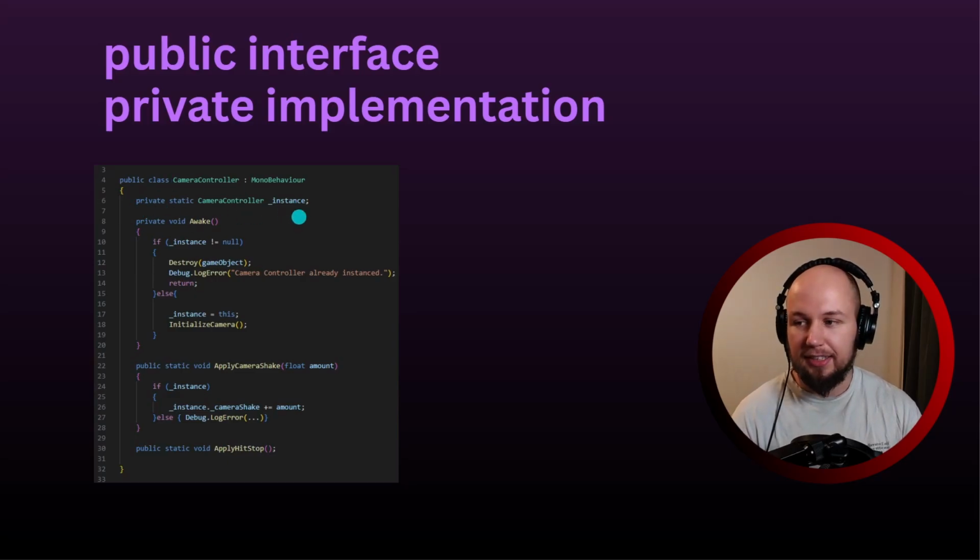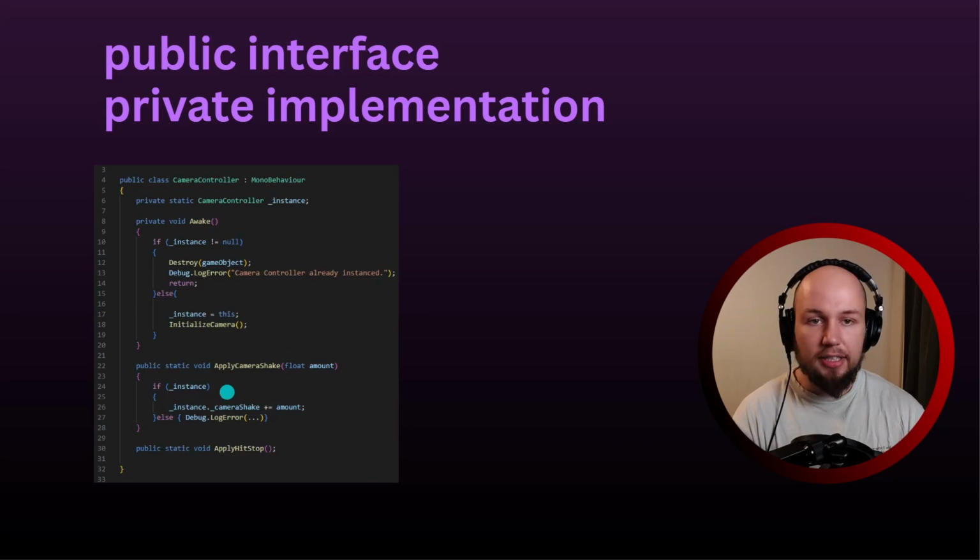controllers can access it. And then instead of giving full access to the class, we only give outside access to the methods that we want. So we have these public static methods for applying camera shake or applying hit stop. And in this public static method, we can either call a private method for doing the action, or we can just have the implementation here through the instance variable.